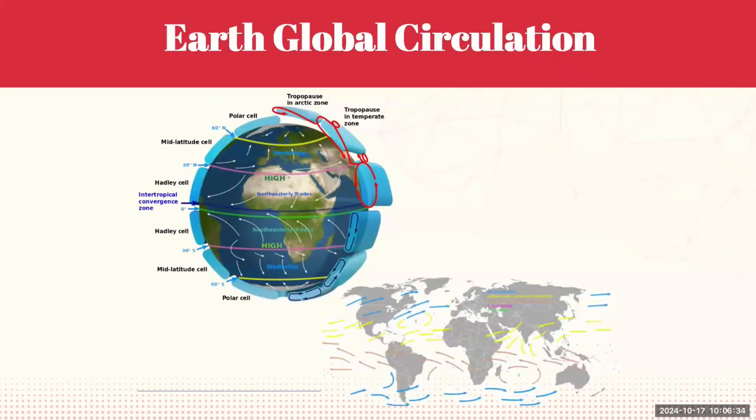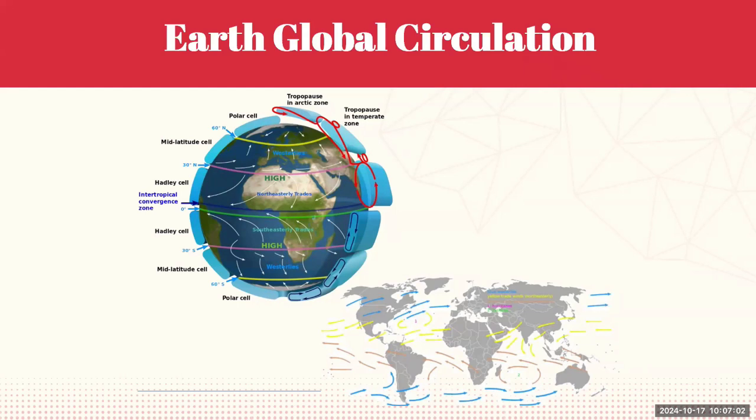So let's take a look at Earth's global circulation patterns, which are important for understanding wind behavior. The movement of air across the planet is influenced by the temperature difference created by the uneven heating of the Earth's surface by the sun. These patterns are divided into major cells, called the Hadley cell, the mid-latitude cell, and the polar cell, each playing a role in how the air moves between the equator and the poles.